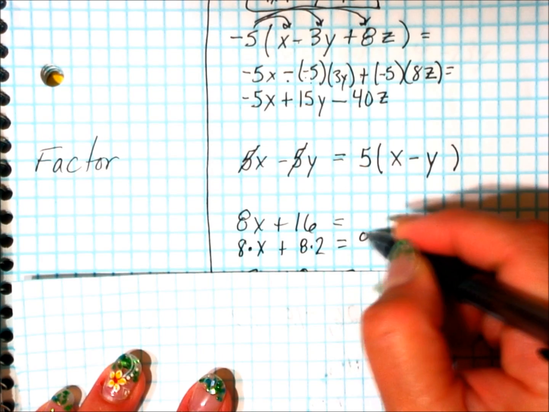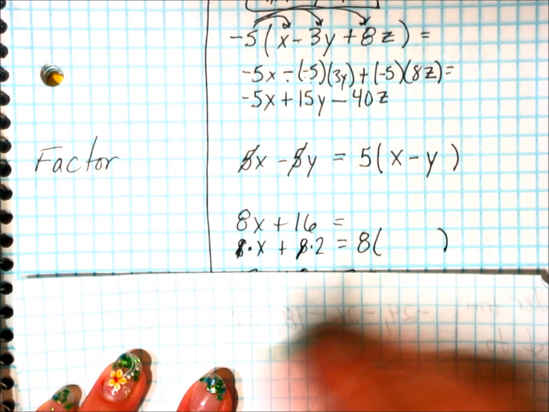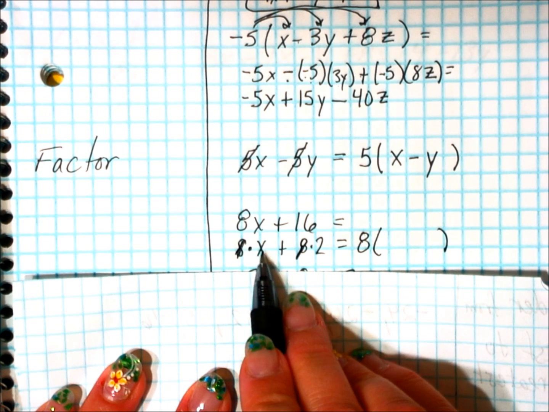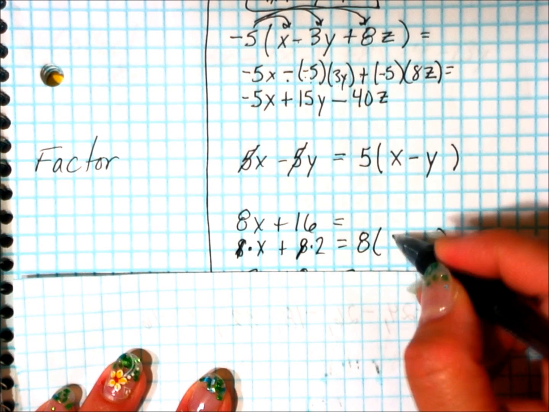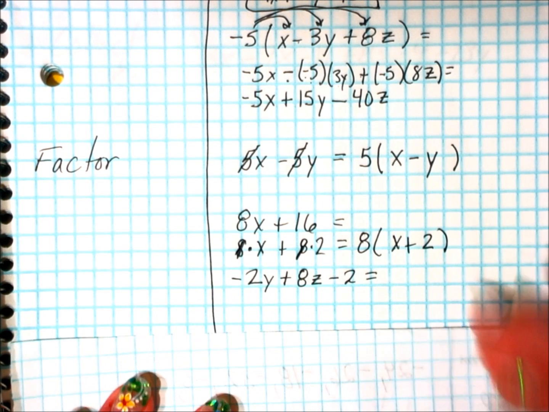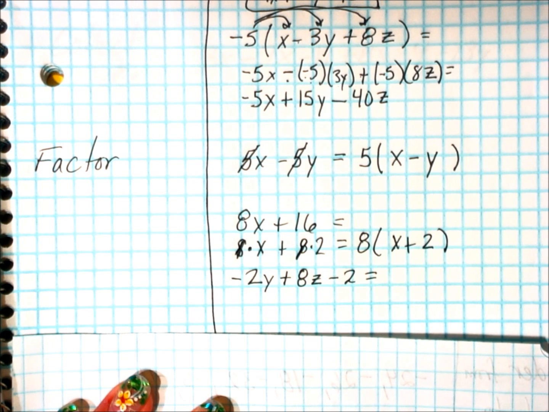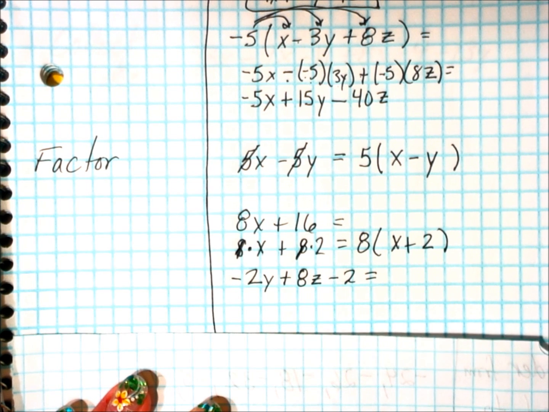So I know I can take my 8 out. Again, crossing my 8 out, parentheses. What goes in my parentheses is x plus 2. Okay. Again, I can see what they all have in common. This actually has 2 different numbers we can use. We can use -2 or we can use regular 2. It really just depends on what the problem's asking for.